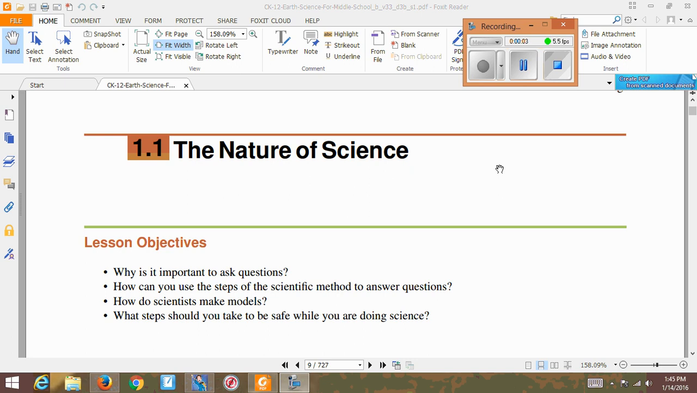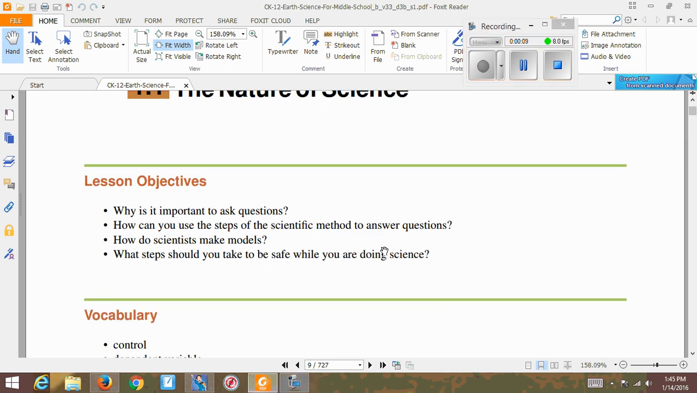So this is lesson 1.1, the nature of science. Lesson objectives. Why is it important to ask questions? How can you use the steps of the scientific method to answer questions? How do scientists make models? And what steps should be taken to be safe while you are doing science?